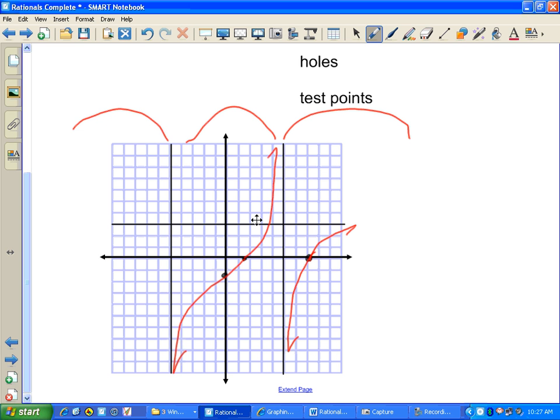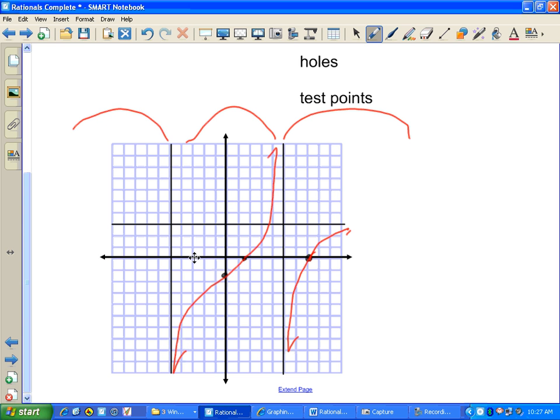Because you're allowed to cross your horizontal asymptotes inside here, and you might even cross them out here. Maybe this comes up and then starts to follow it. It could do that. You are allowed to cross your horizontal asymptotes, but you're not allowed to cross the vertical ones. So I'm pretty sure this is what's happening in here.